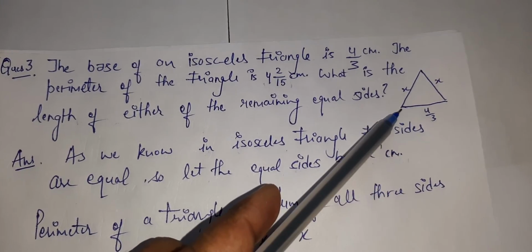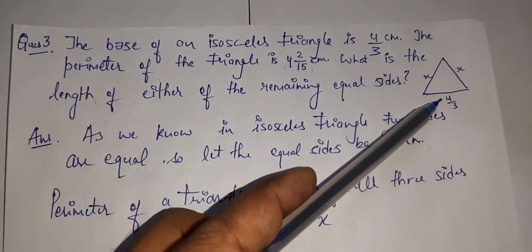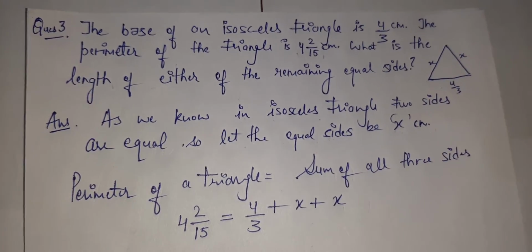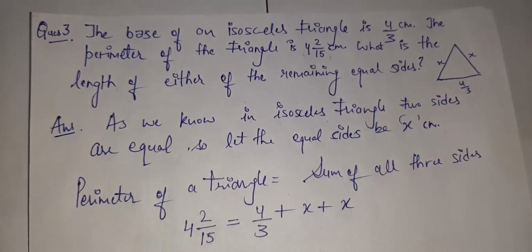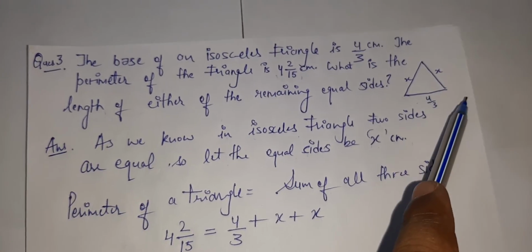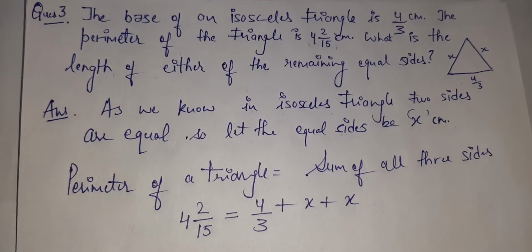This is an isosceles triangle. Two sides are x and another is 4 by 3. The base is 4 by 3 which is given to us. As we know, in an isosceles triangle, two sides are equal. That means x and x. I've let them be x and x. Two sides are equal, so let the equal sides be x.